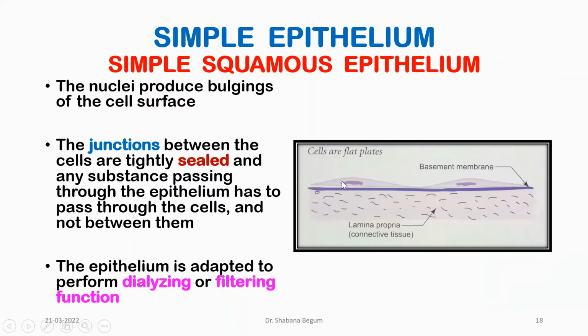Only the cytoplasm is spread out in a thin fashion, and in the region of the nucleus the cells bulge. The cells are connected by means of tight junctions, so if anything has to pass, it cannot pass in between the cells; it has to pass through the cells. And this epithelium, therefore, is very well adapted to perform a dialyzing or a filtering function.